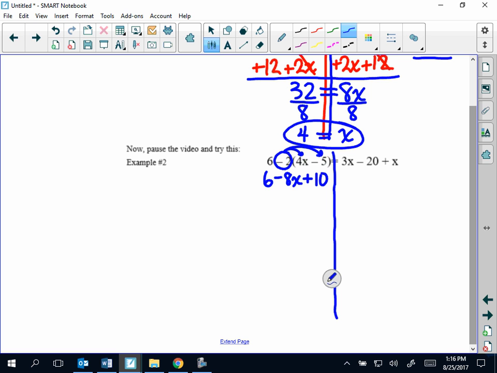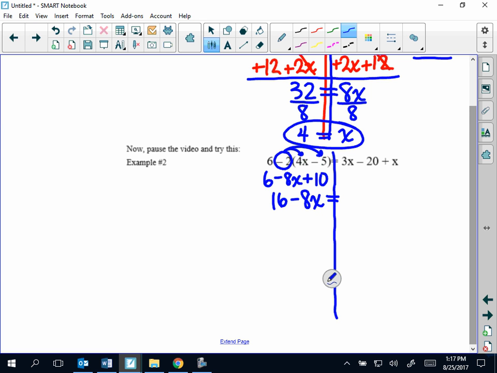Is this simplified yet? It is not, because I can still combine some like terms. I have a 6 and a 10 that are both constants, so I can add those together and get 16. The 8x cannot be combined, so that is still minus 8x. My left side is now simplified.